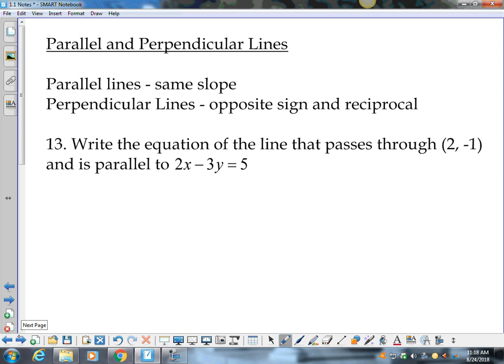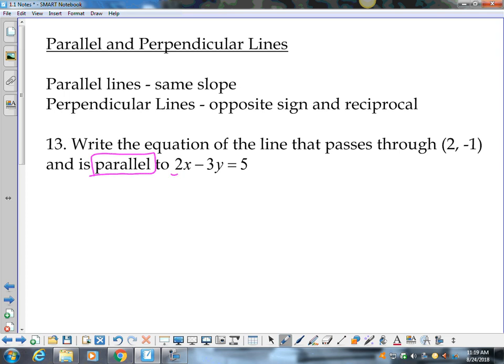Okay, parallel and perpendicular. Parallel lines have the same slope. They don't ever touch. Perpendicular lines cross. They cross at a 90-degree angle, and their slopes are opposite signs and reciprocals, which means they're flipped through each other. Write the equation of the line that passes through that point and is parallel.